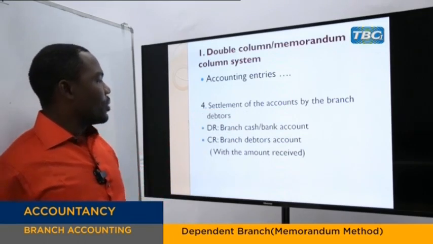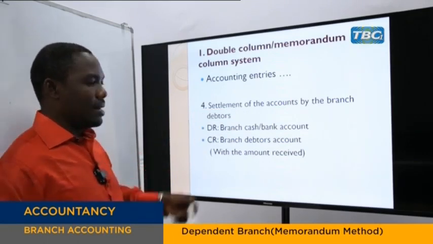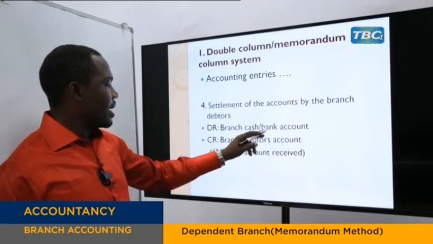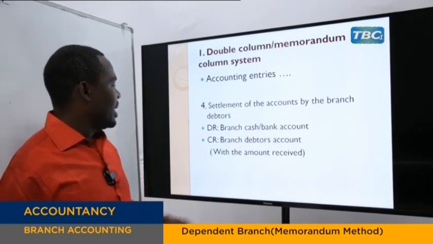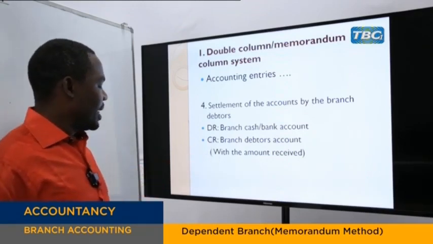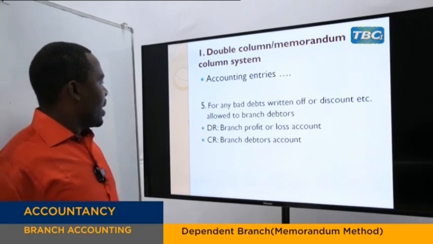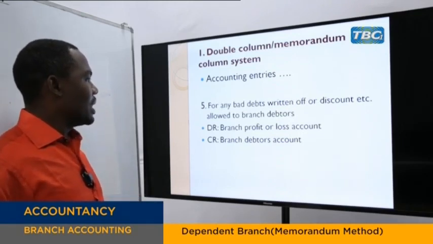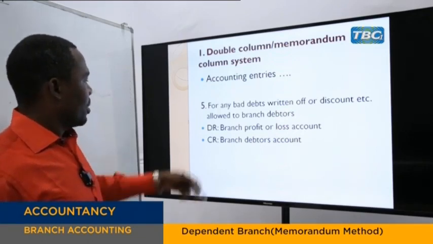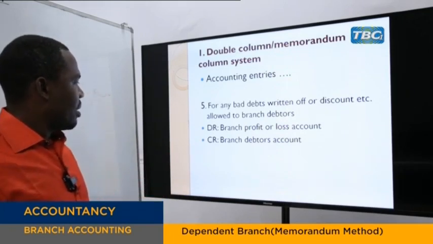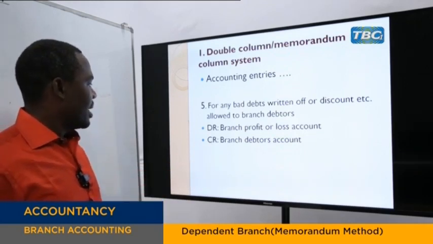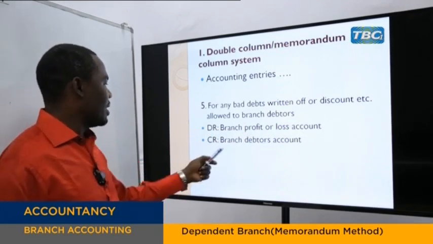When settlements are made, the branch debtor pays the account, so we debit the branch cash or bank account and credit the branch debtor account to recognize the receipt from the debtor. For any bad debts written off or discount allowed to debtors, this reduces our profit, of course, and reduces the amount available from debtors. So we debit the profit or loss account and credit the branch debtors account.